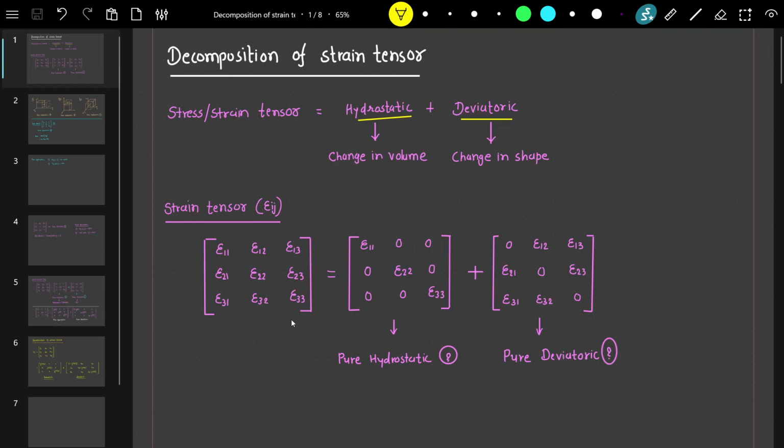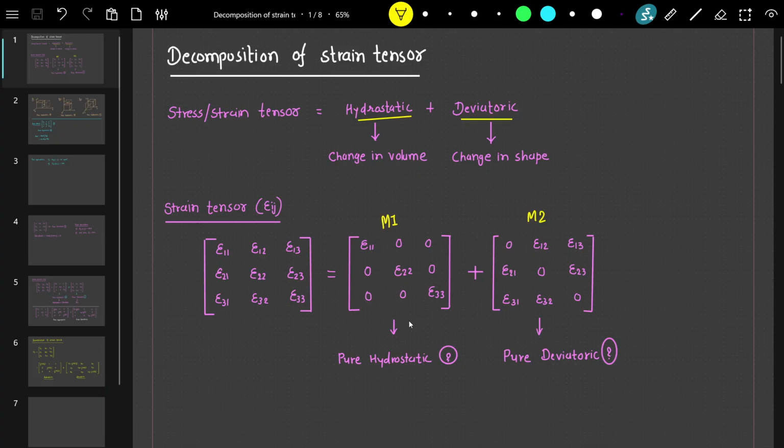So this is our strain tensor, as we know, all 9 components of strains. Now let's decompose it into these two matrices. Okay, let's say this is matrix 1 and matrix 2. So what I did here, the diagonal components we have kept in matrix 1 and off diagonal components are in matrix 2. The objective here is that we want to split the strain tensor epsilon ij into two: pure hydrostatic and pure deviatoric strain tensor.